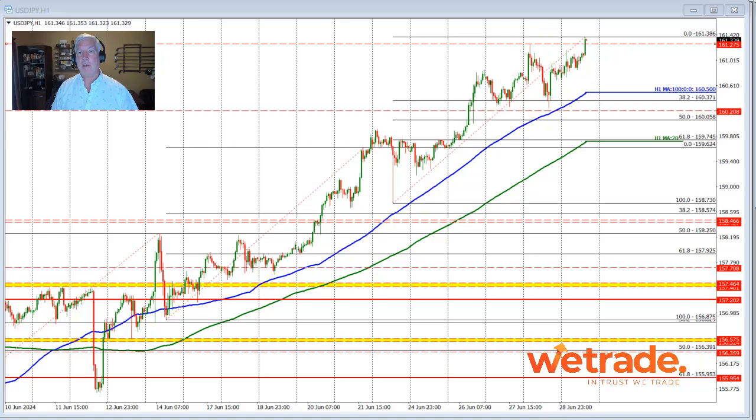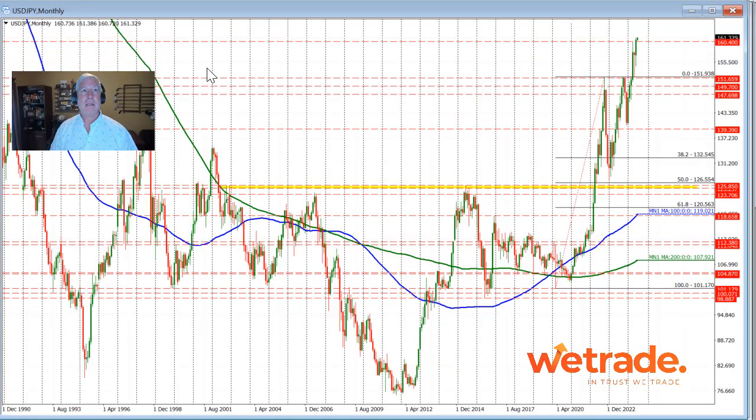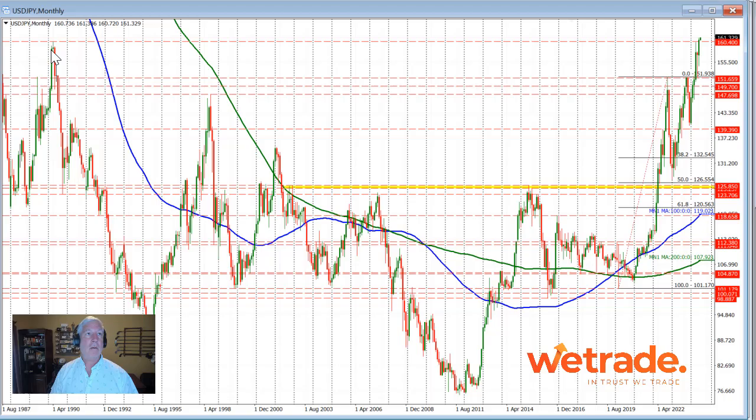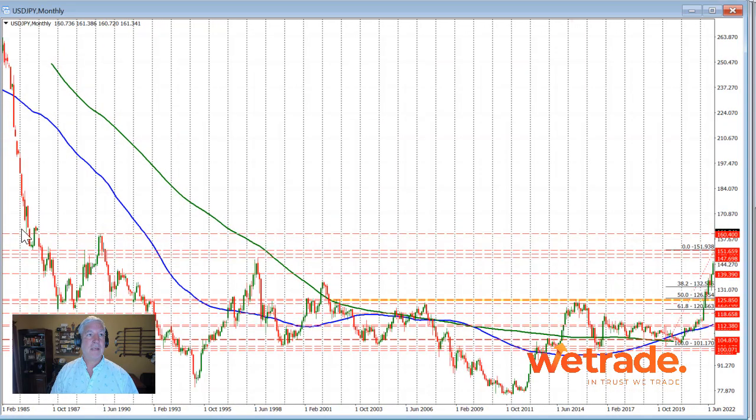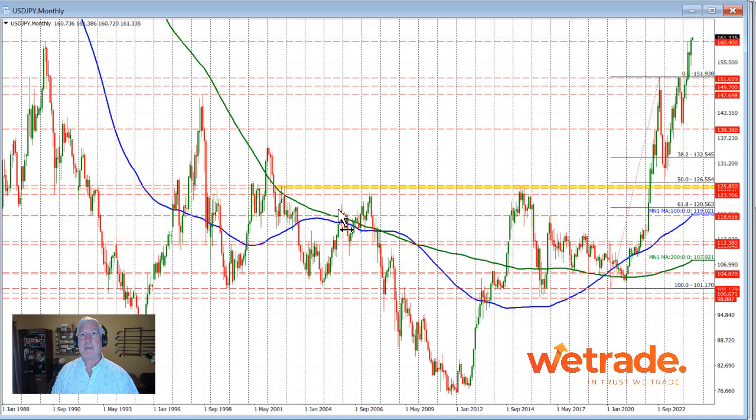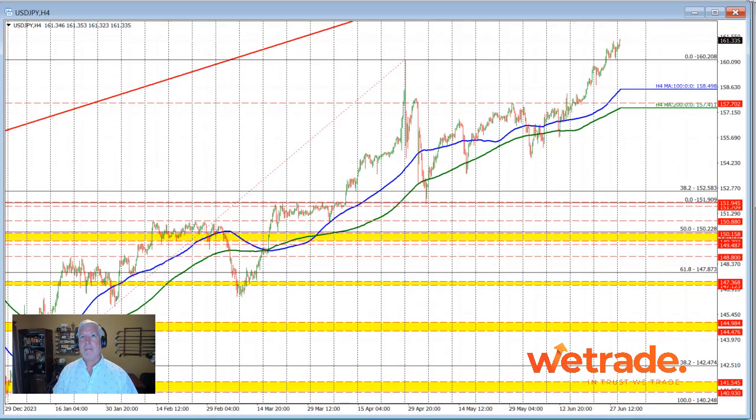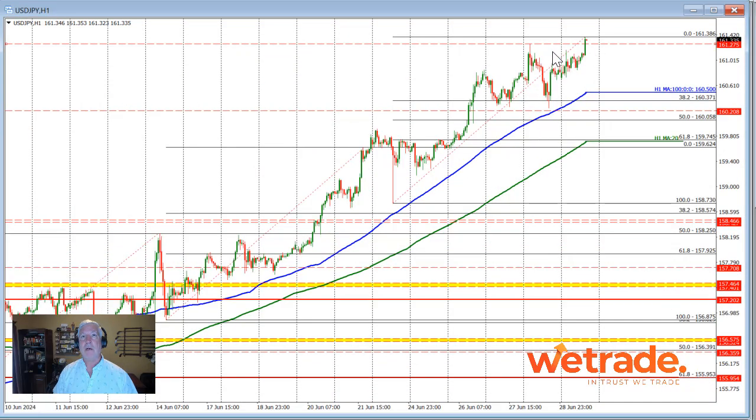And now I'm going to go to the monthly chart. The highest level going back to before this level was 1990, of course. And then so it's 1986, is where the price is at the highest level since 1986, folks, for the dollar versus yen. Where is the top? No one knows.